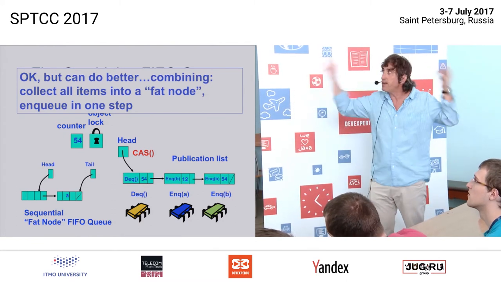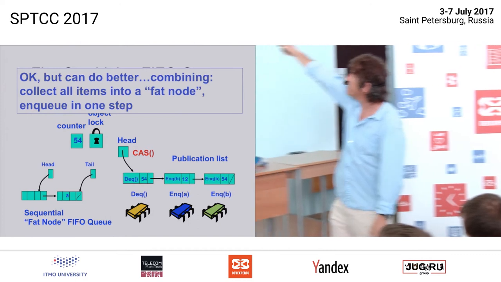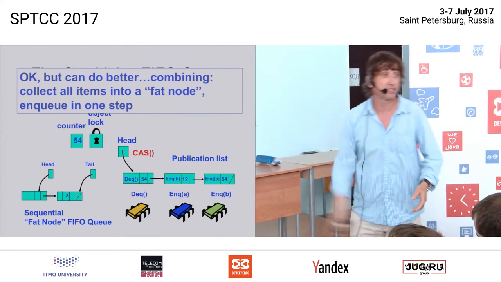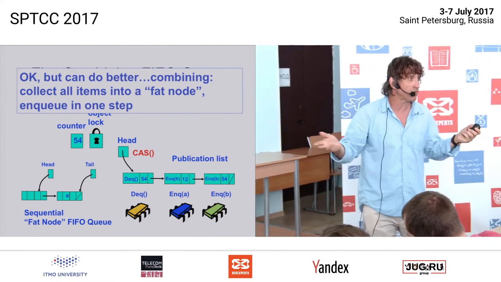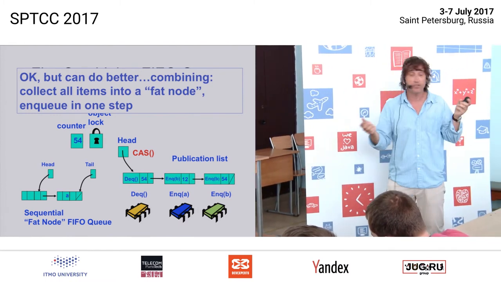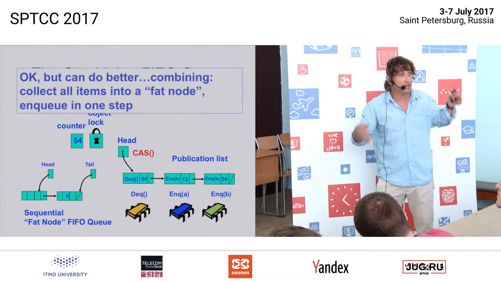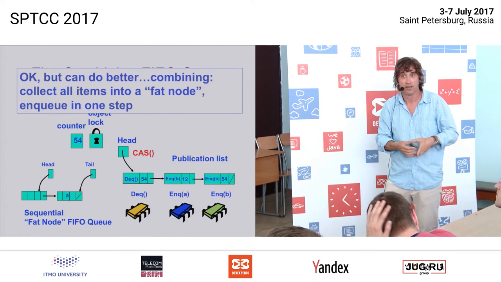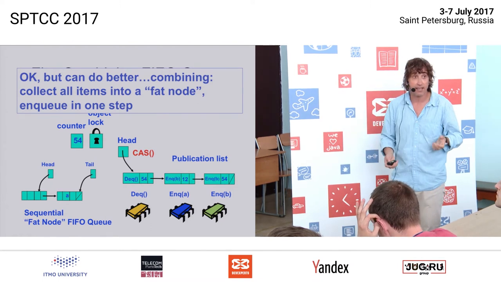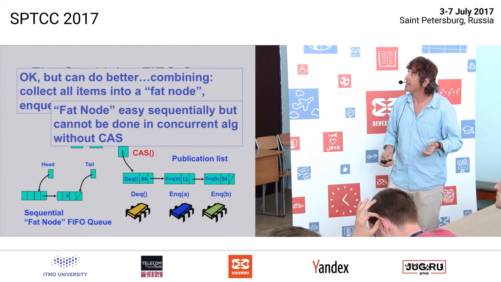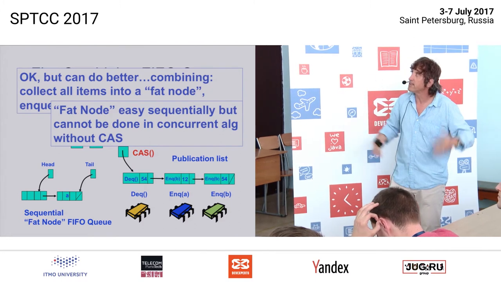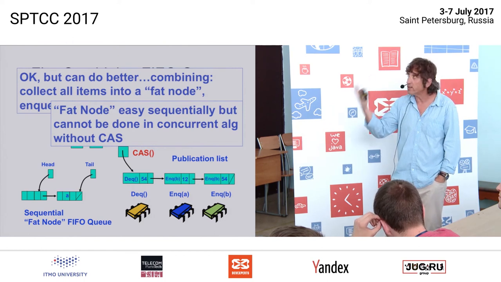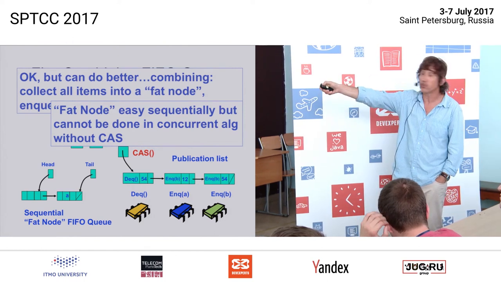So if I'm combining all the operations, I go through the list, I collect all the things that I want to insert, I stick them in one node and I put that node in there and I'm all cache friendly and cache local. When I want to dequeue stuff, I go and I collect all the requests and I just access the cache line once and I take everything out. Okay? So I can do smart combining here, right? And what do I get? The fat node that is easy sequentially couldn't have been done without the sequentiality, but once I have the flat combining, I can do this.